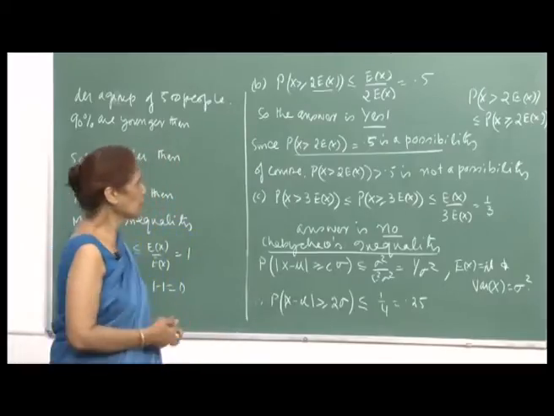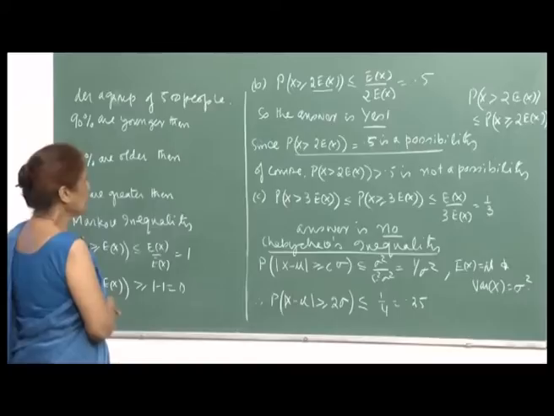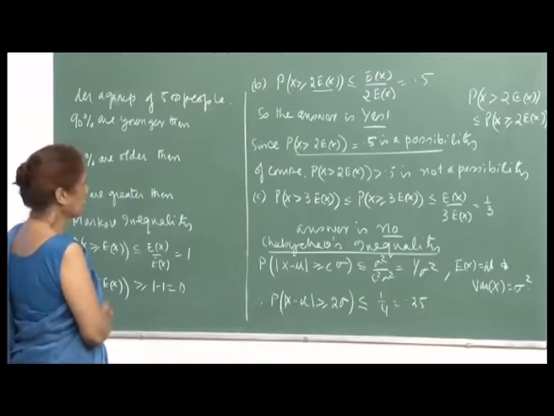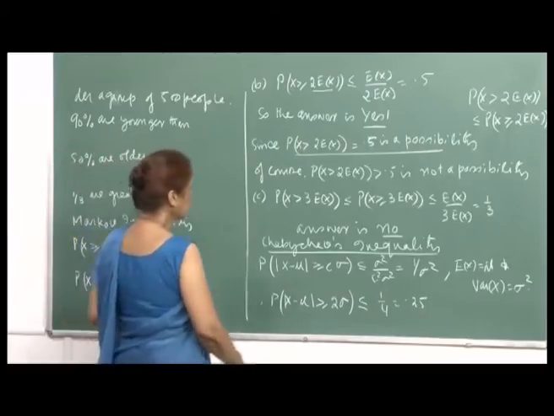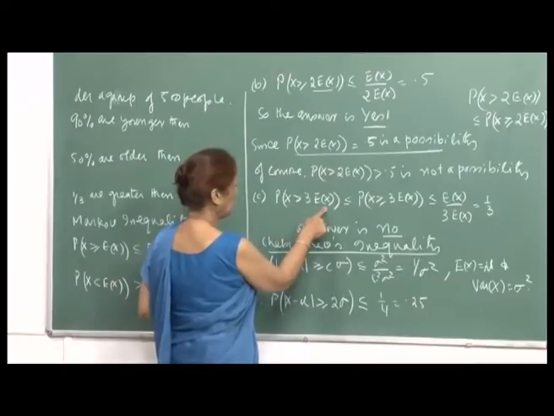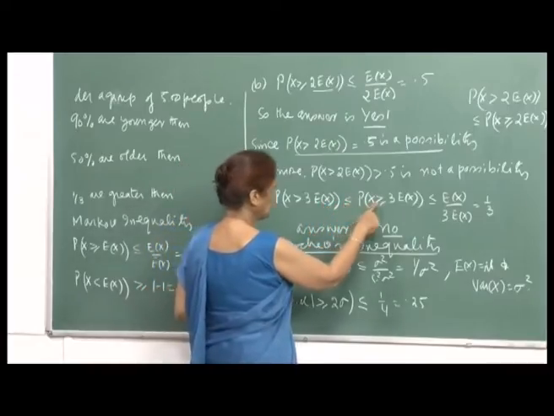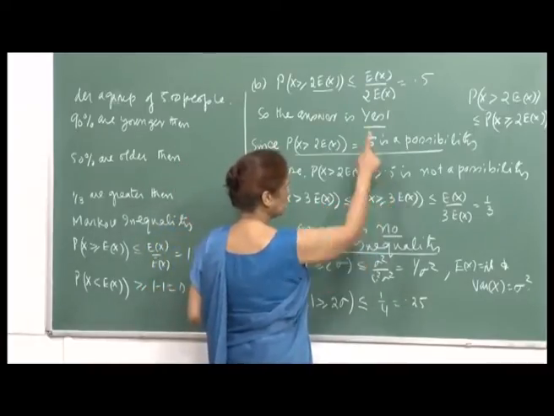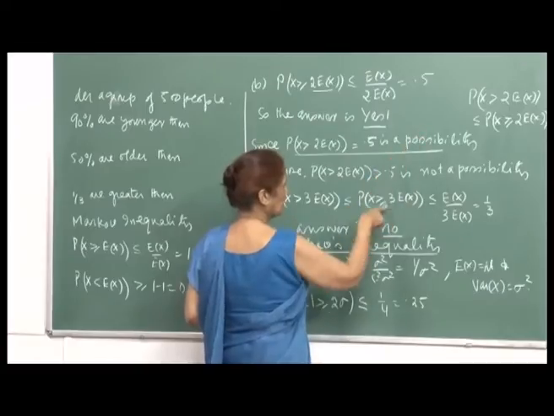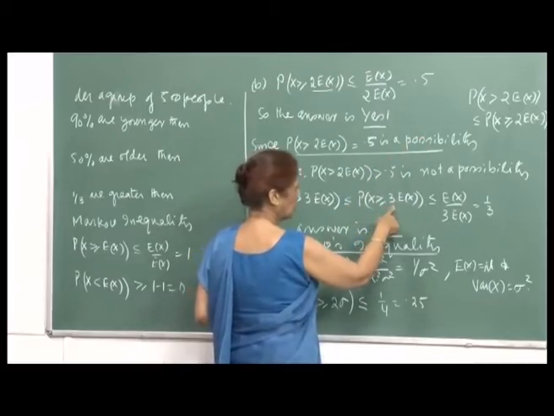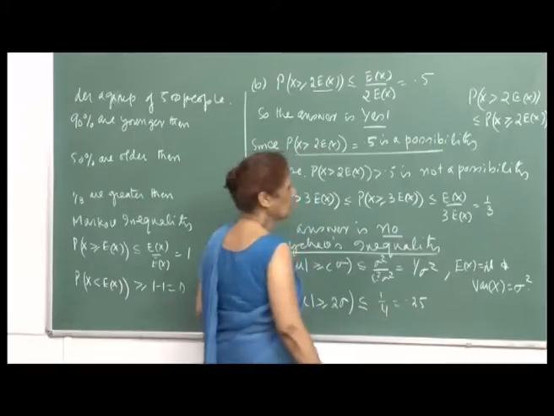So, interesting applications, you see. Then to answer the third part, that is probability x greater than 3 times E x, you want a bound on this. So, this is less than or equal to probability x greater than or equal to 3 times E x, same argument as earlier, and this by Markov's inequality is less than or equal to 1 by 3.